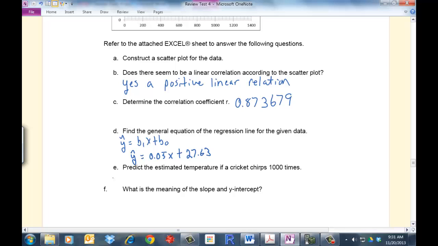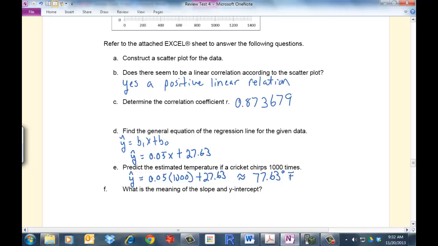Part E says predict the estimated temperature if a cricket chirps 1,000 times. So predict y hat given x. To do that, we just simply plug in 1,000 for x, and we get approximately 77.63 degrees Fahrenheit.